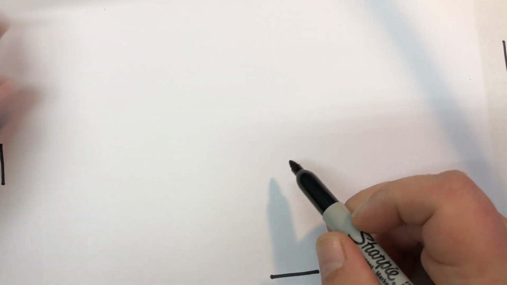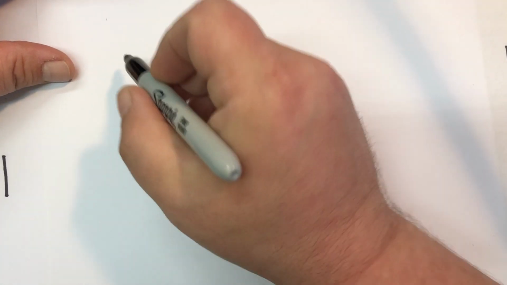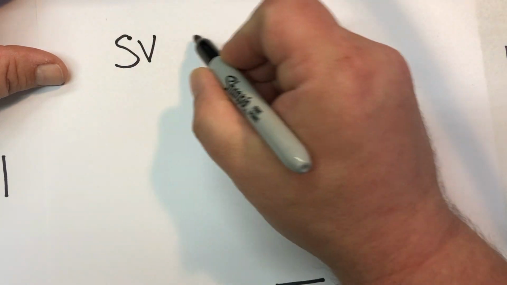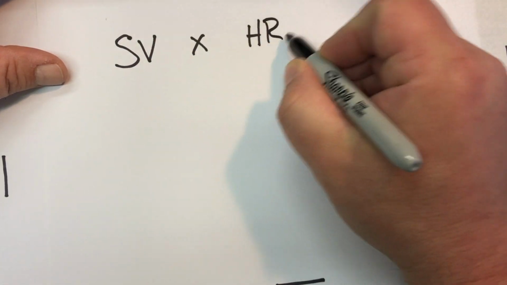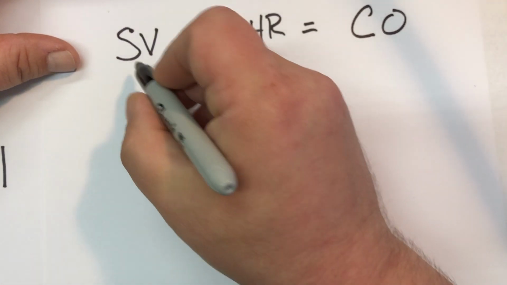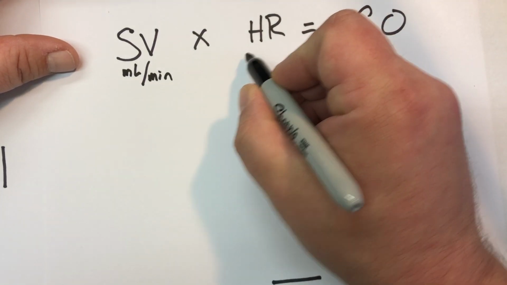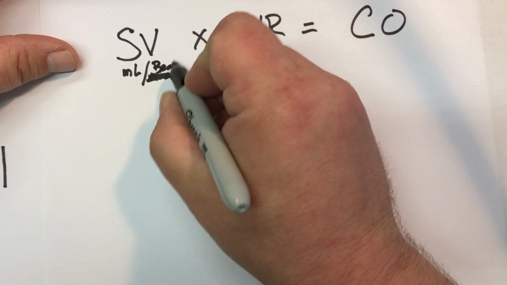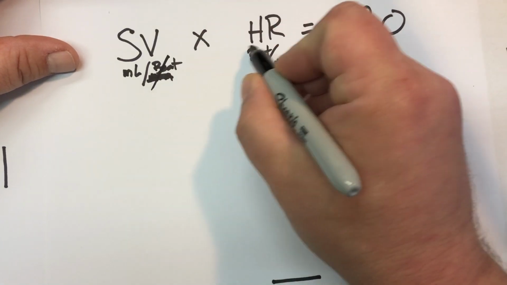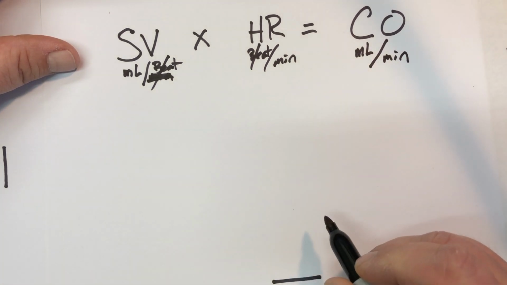Okay, here's a quick walkthrough of cardiac output calculations. So, simple formula. We have stroke volume times heart rate equals cardiac output. Stroke volume is milliliters per beat. Heart rate is beats per minute. Beats cancel out, so cardiac output is milliliters per minute.